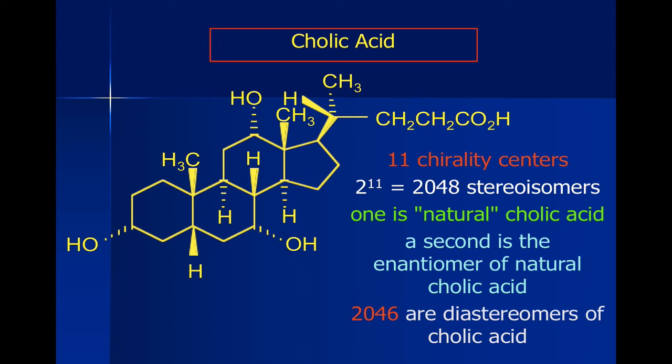Okay, so one enantiomer is the cholic acid as you see it. The mirror image of that is its enantiomer, and all 2,046 of the remaining ones are what we call diastereomers. And it's important to note that diastereomers have different physical properties with respect to each other. They'll have different melting points, different boiling points, different spectra, etc., etc., etc.